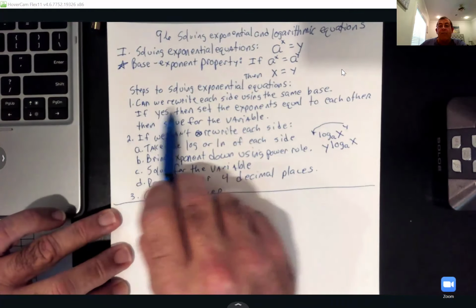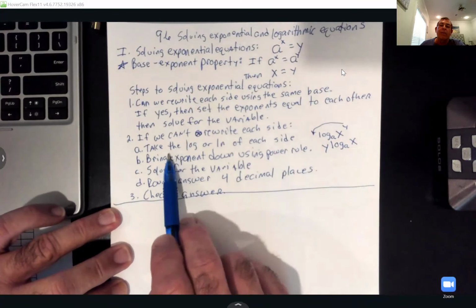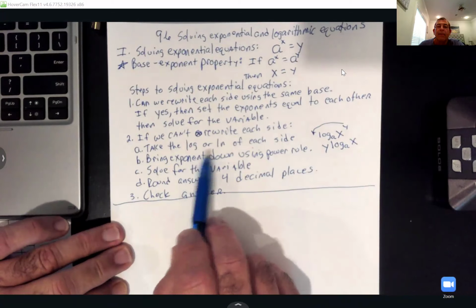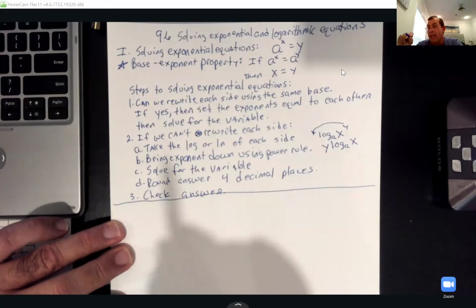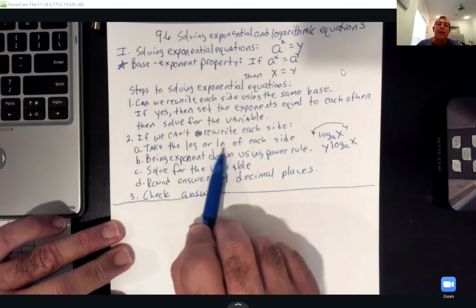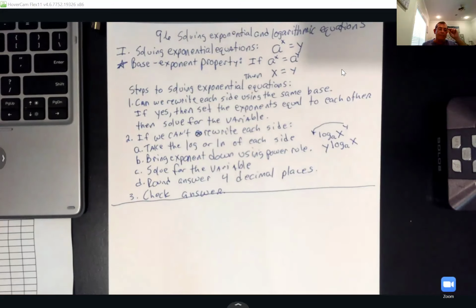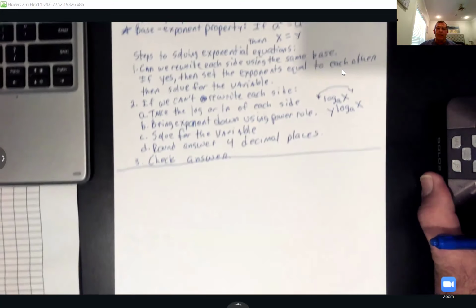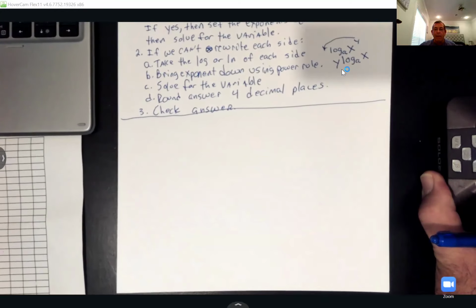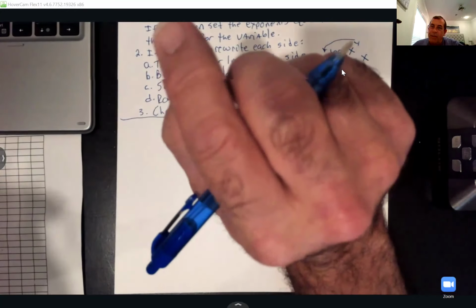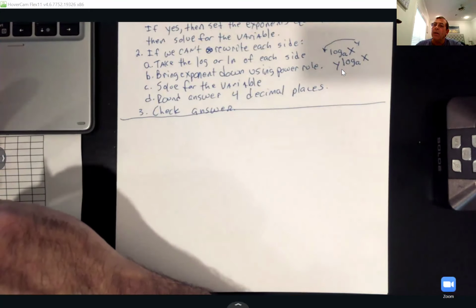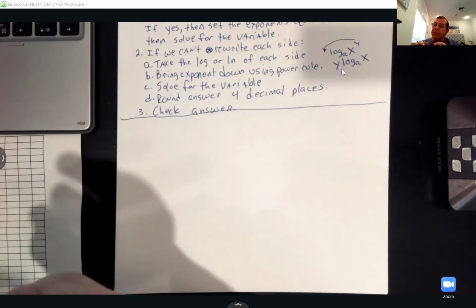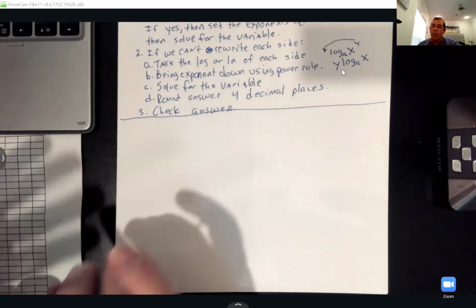So those are what's going to happen. I'm either going to be able to rewrite them using the same base, or I'm going to take logs or lns of each side. I'll use a log every time unless they're using the little e in the problems. If they use the little e, I'm going to take the ln of each side, okay? The best thing to do, y'all, is start solving these equations. Now remember, all those rules we looked at on Tuesday night are in play, but you'll see them mostly when we get to the log equations.